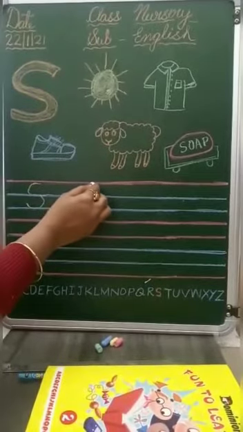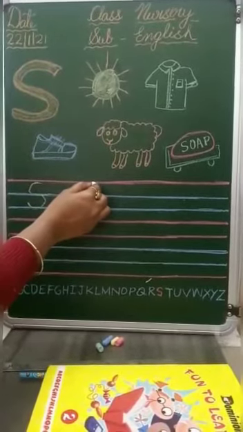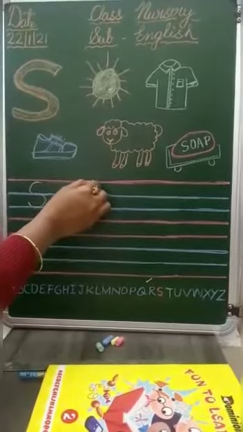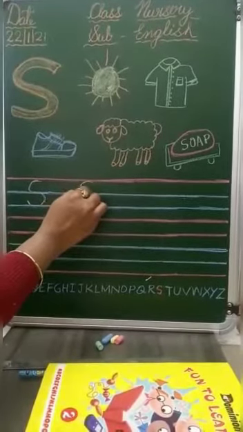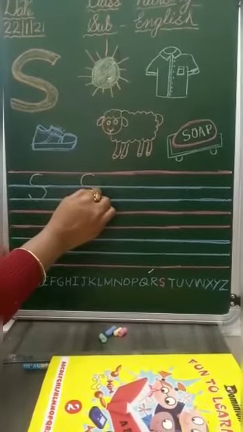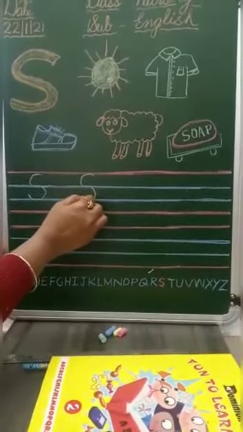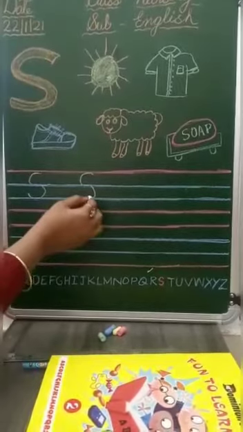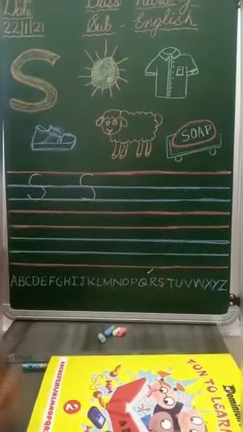Start from the top and swing to the left and create a curve. Now, swing to the right and create another backward curve at the bottom. Okay, kids? This is letter S.